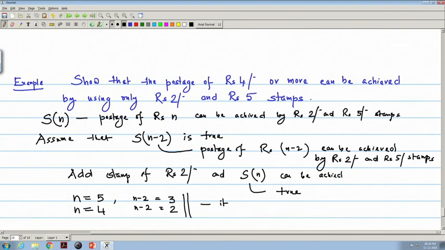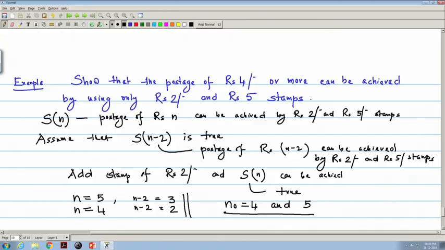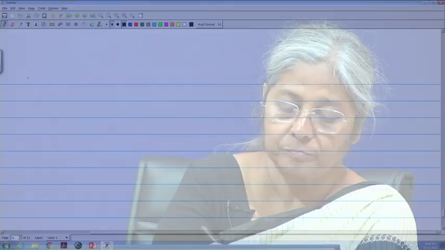So, here our n0, that means our basis step, is n0 equal to 4 and 5. We have to show separately that the statement is true for n equal to 4 and n equal to 5. So, this should be our basis step. Now we see the proof.